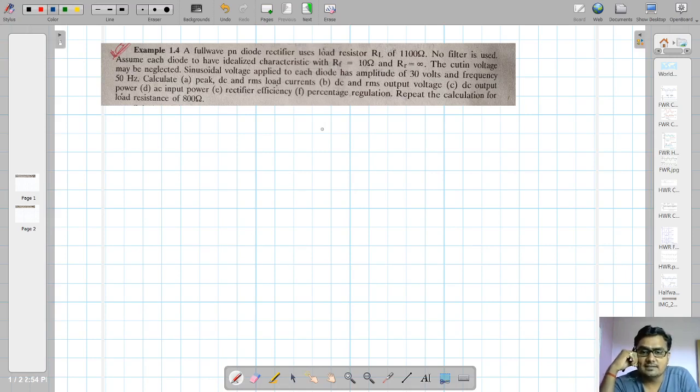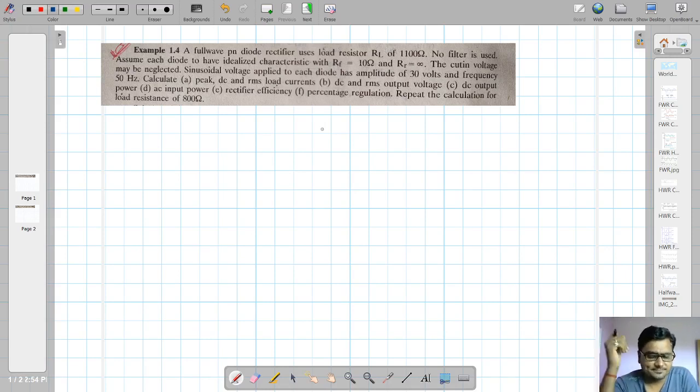And then in B, they want the DC and RMS output voltage. In C, they want the DC output power. In D, they want the AC input power. Then E, rectifier efficiency. Then F, percentage regulation. And finally they are saying repeat the calculation for a load resistance of 800 ohm. It means whatever calculation you are doing with the load resistance of 1100 ohm, repeat the same calculations by considering a load resistance of 800 ohm. This is the final stage.